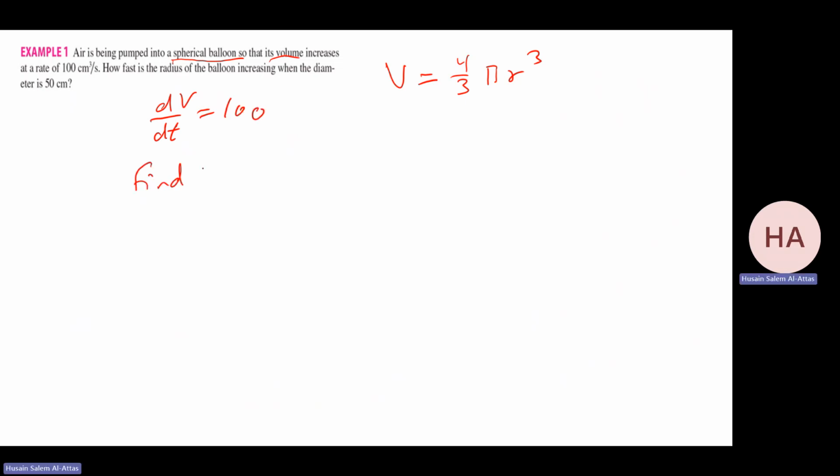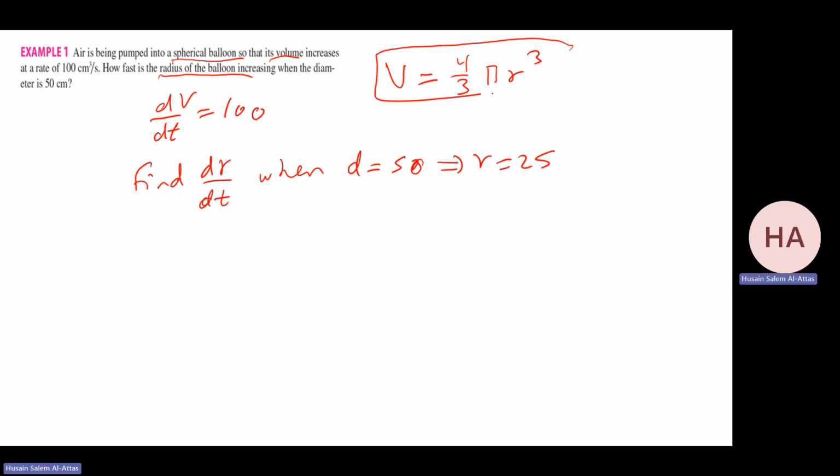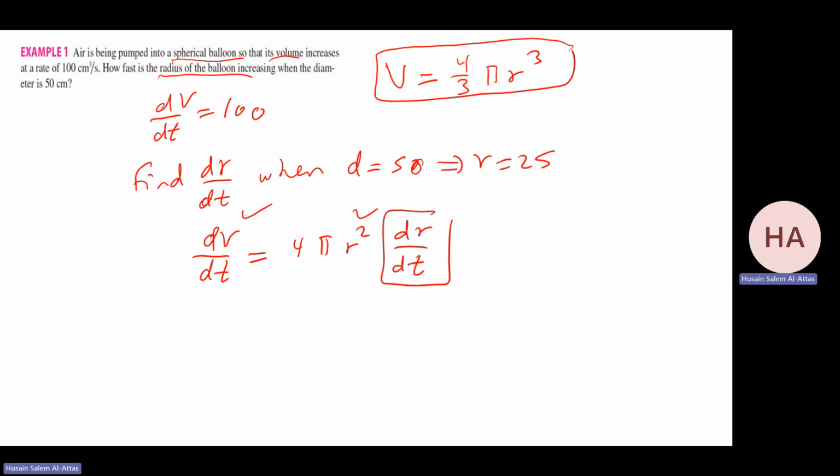What do they want? Find the rate with the radius, which is dr by dt, when the diameter is 50. Diameter is 50, that means r equals 25. This is the relation which relates the volume with the radius. So just differentiate and substitute. So dV by dt will be 4 pi r squared dr by dt. This is given. Find this.